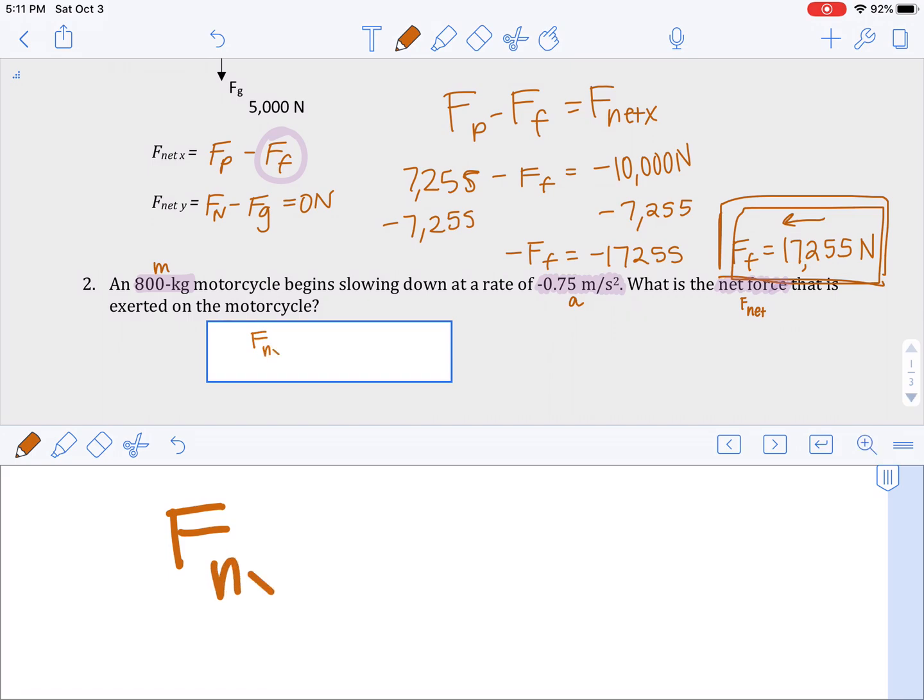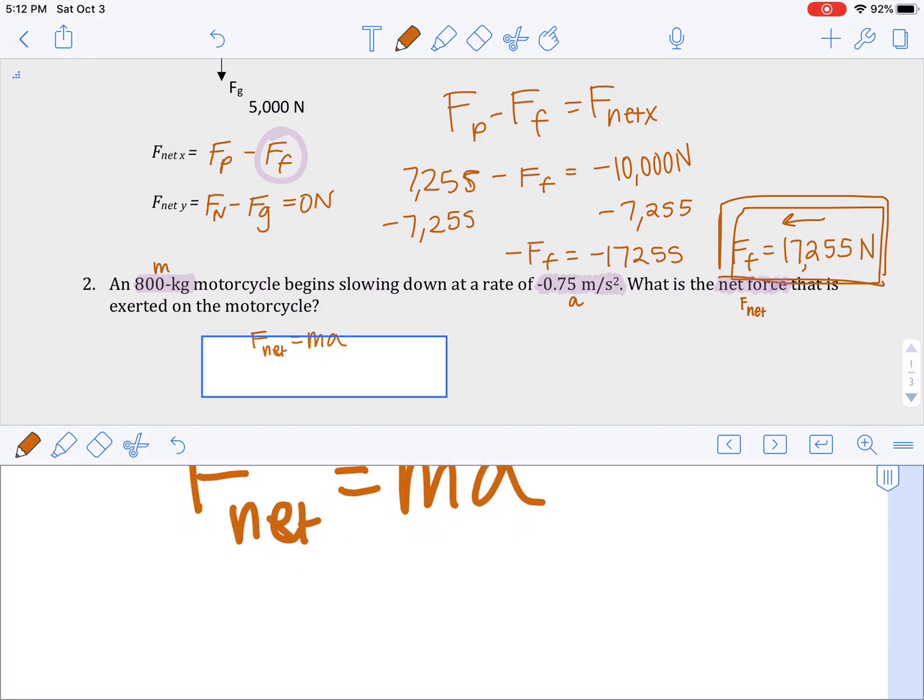I always start by writing my equation. Don't be that kid who gets a 2 because they didn't write equations. It's disappointing because you know the equation.